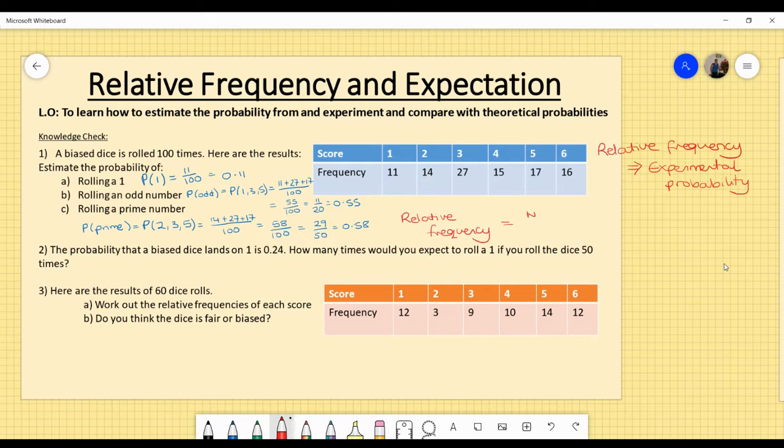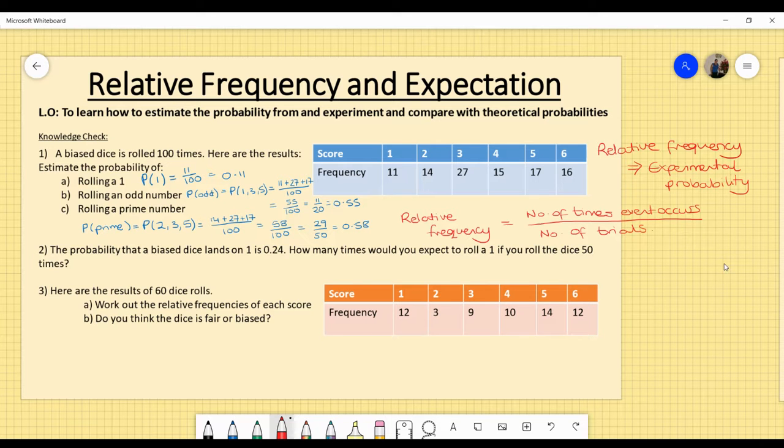Okay, relative frequency is the number of times the event occurs over the number of trials.